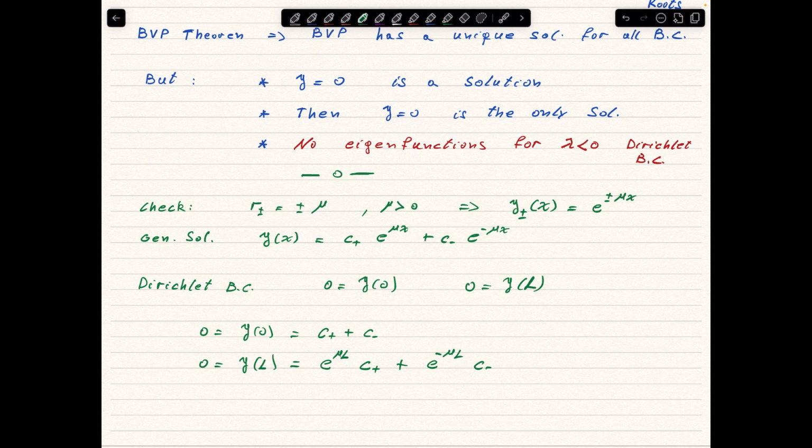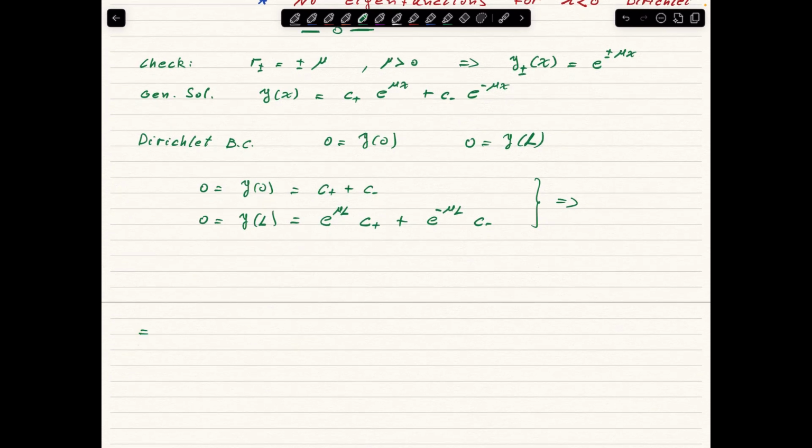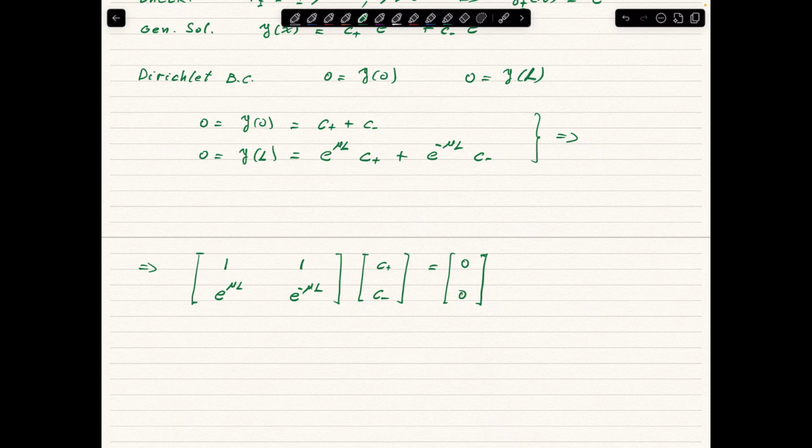So now we need to solve this equation for c plus and c minus. Well, we are going to use a little bit of linear algebra to solve it. We can write it in matrix form as follows: 1, 1, exponential mu L, exponential negative mu L. Here we have a matrix of coefficients acting on the constants c plus and c minus, and all that has to be equal to 0, 0. So how can we solve this problem? One way is to study this coefficient matrix A, in particular see if it's invertible or not.